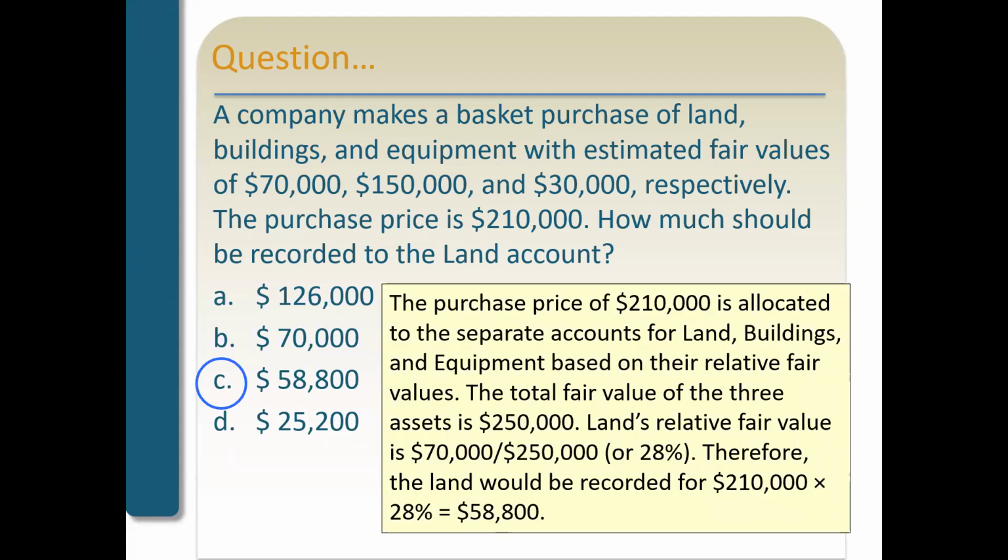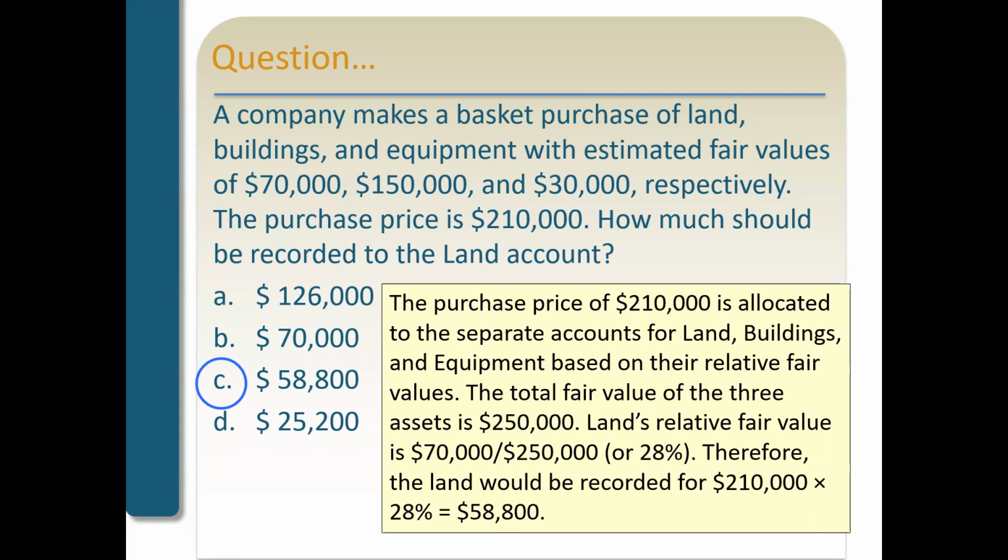58,800 is the correct price to record to the land account. So you would take the fair values of those 3 assets and the 70, the 150 plus the 30, and you would get 250. The land's value is the 70 divided by 250, or 28%. So you would take the purchase price times 28% to get the land's purchase recorded value or cost for the books. Does anyone have questions on this before we move on?